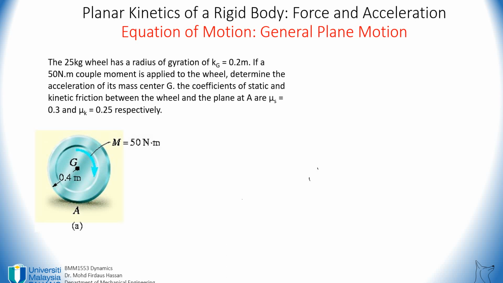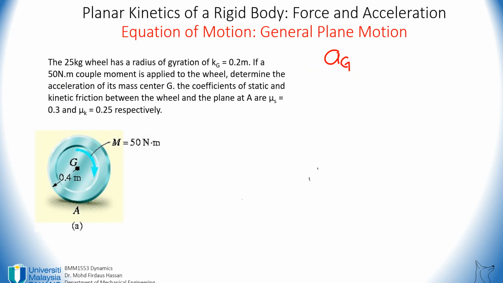We continue our discussion on the second example of general plane motion. We have a 25 kilogram wheel that has a radius of gyration of kG equal to 0.2 meter. If a 50 newton meter couple moment is applied to the wheel clockwise, determine the acceleration of its mass center, aG. You have to find aG.